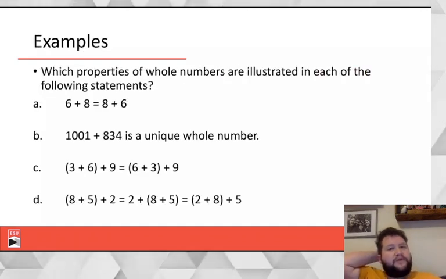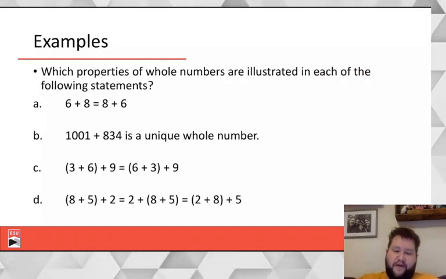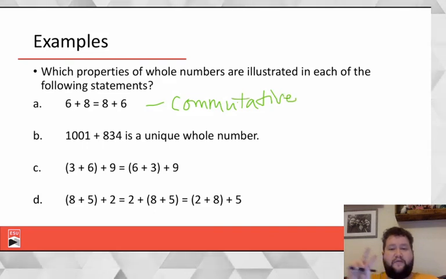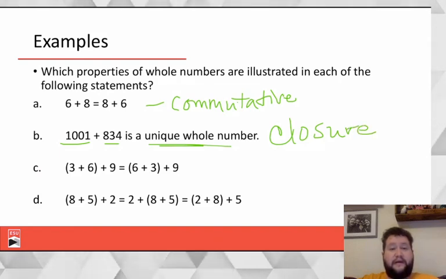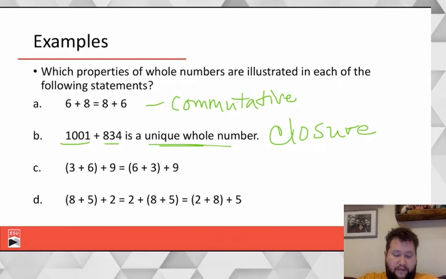So some examples. Which properties of whole numbers are illustrated in each of the following statements? 6 plus 8 equals 8 plus 6. Remember, that is the commutative property. You can switch places. Thinking about like commuting to work, going from place to place. If we have 1001 plus 834 is a unique whole number, that's closure. Two whole numbers add together to give you a whole number, and it will only give you 1. 3 plus 6 plus 9, and here the 6 and the 3 switch places. That's commutative.